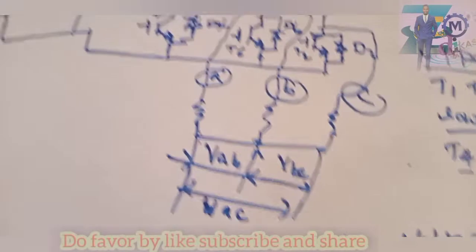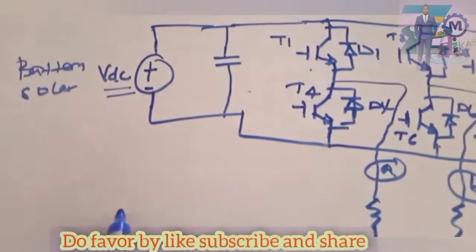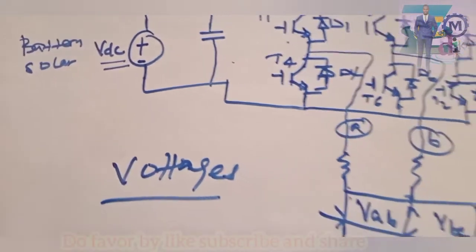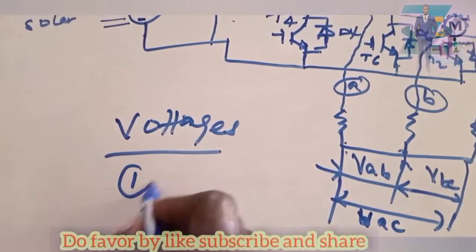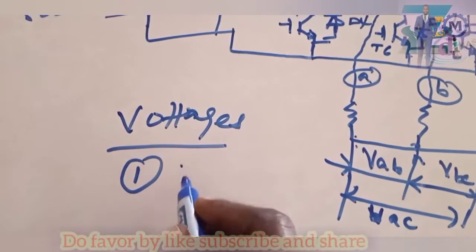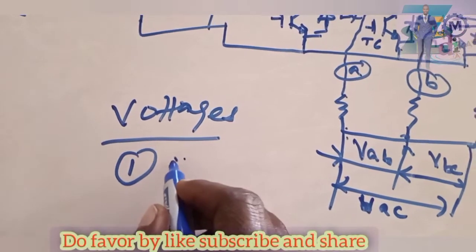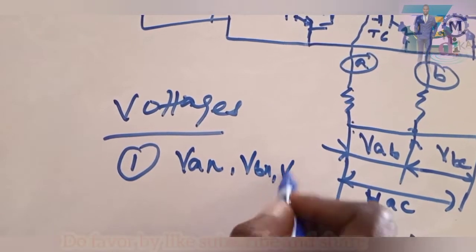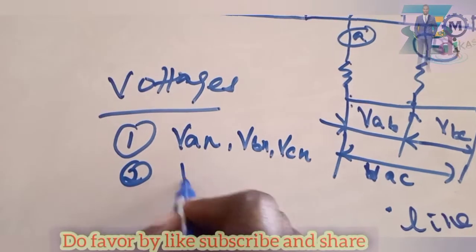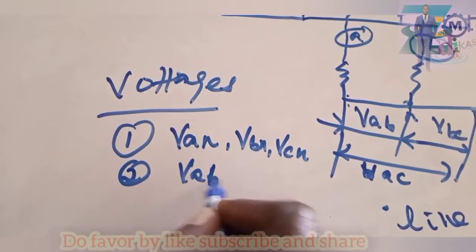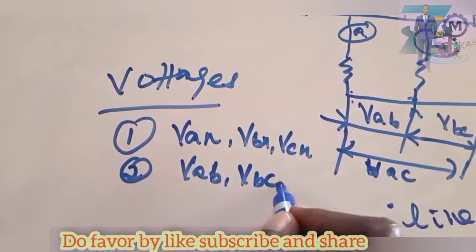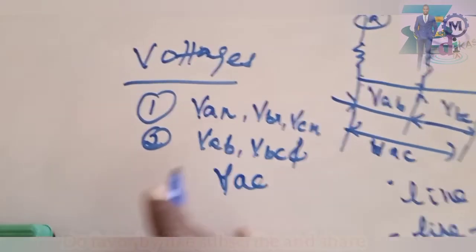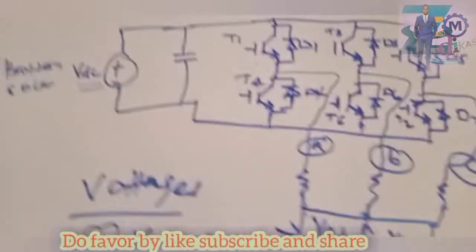So first of all, we have to know that the voltages generated from this kind of inverter are of two types. The first one is the single phase line to neutral voltage, as we have seen, like voltage at AN, voltage at BN, and voltage at CN. The second is the line to line voltage: voltage at AB, voltage at BC, and finally voltage at AC. So these are the very important things you need to know in the inverter case.